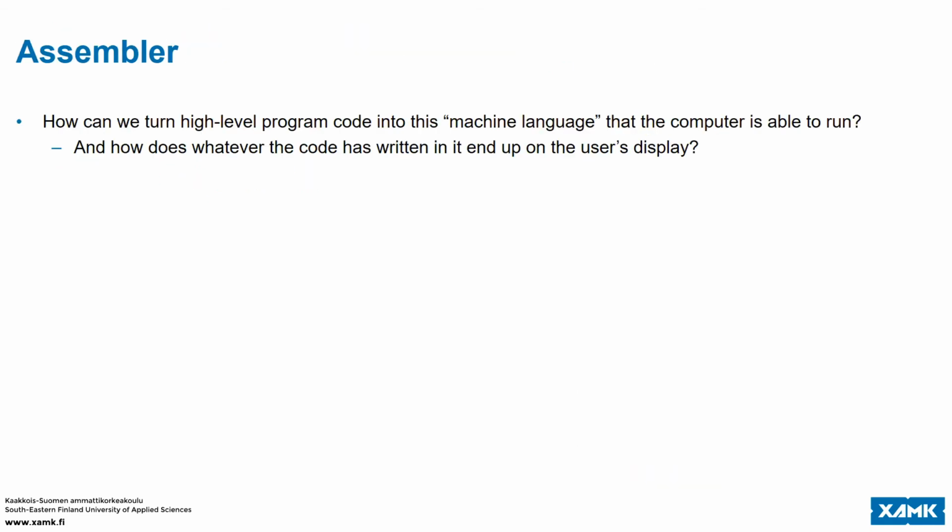So in order to solve this problem, we need a program called an assembler. So basically, when we talk about assembly and an assembler, we are answering the questions: how can we turn this high-level program code into binary machine language that the CPU is able to run, and how does whatever that code has in it end up on the user's display? So how does the code actually do anything?